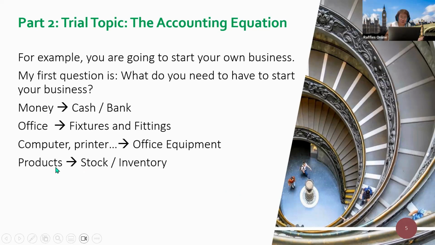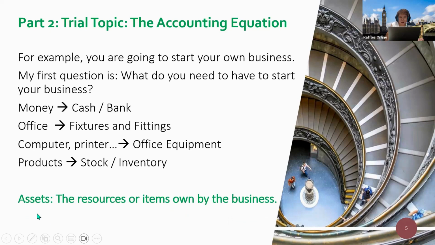For the products, in accounts we call it stock or inventory. So if you are the boss and you want to run your business, you need money, tables, chairs, a computer, printer, and products, and so on. All this we call assets. What is the meaning of assets? The resources or items owned by the business. These are the resources owned by you, and they are necessary for you to run your business.